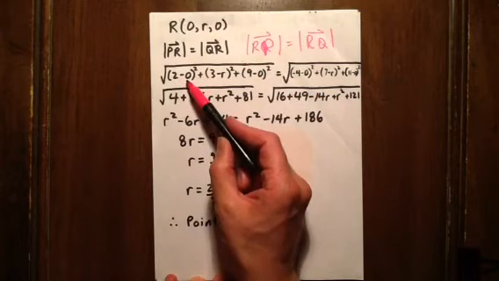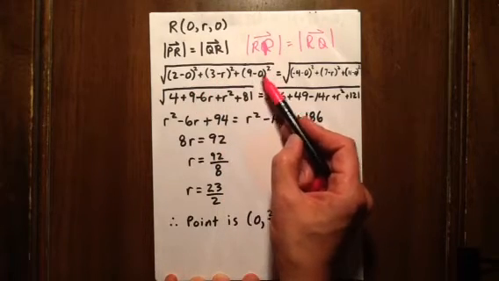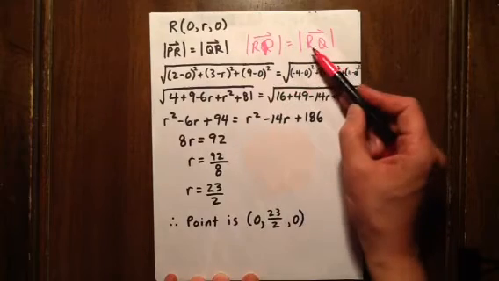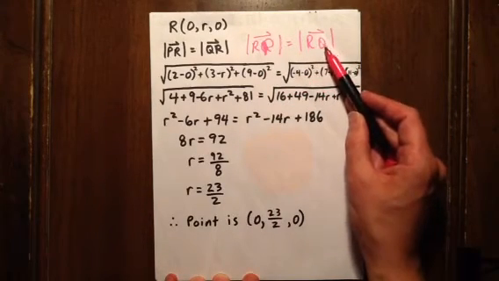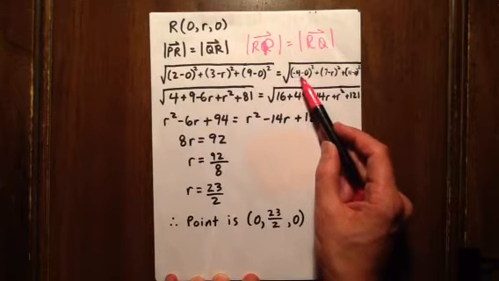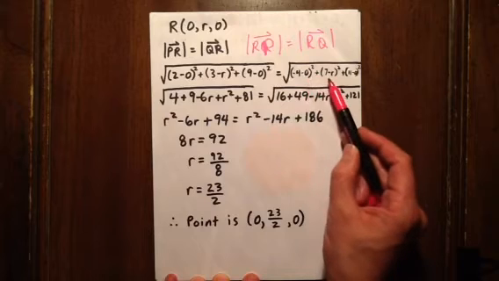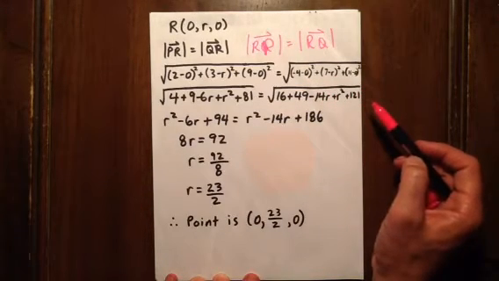2 minus 0, quantity squared, plus 3 minus r, quantity squared, plus 9 minus 0, quantity squared, square rooted. And then the magnitude of the vector RQ is the Q coordinates minus the R coordinates each time. So negative 4 minus 0, quantity squared, plus 7 minus r, quantity squared, plus 11 minus 0, quantity squared.